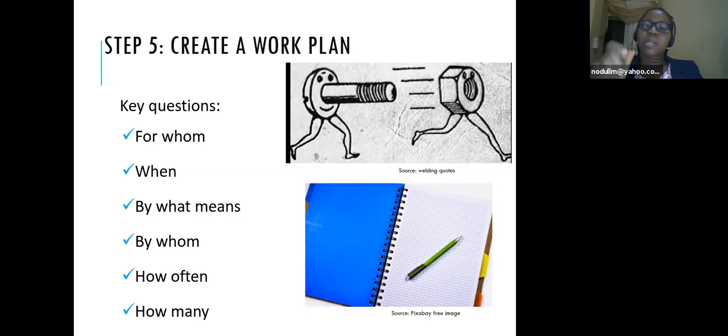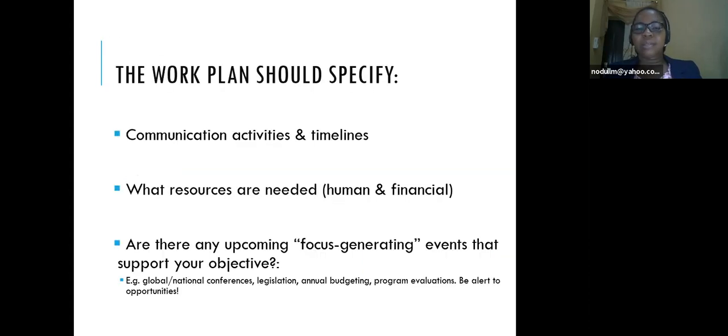Creating a work plan is the point where we now bold the note, put in the detail and dot all the i's. Asking the relevant questions. For whom are we designing this message? When is the message going out? Put timelines to it, beginning and end. By what means? What are the resources? By whom? Who is carrying out what? How often? Frequency, how many times? These are important questions to be asked.